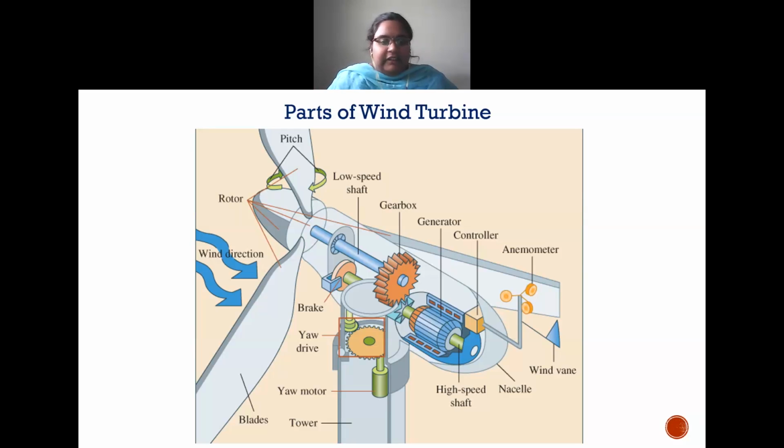Next is the tower. Tower is the structure which is holding all this equipment above the ground level. Next is blades. We know what are blades and all those things. So these are the different parts of the wind turbine.